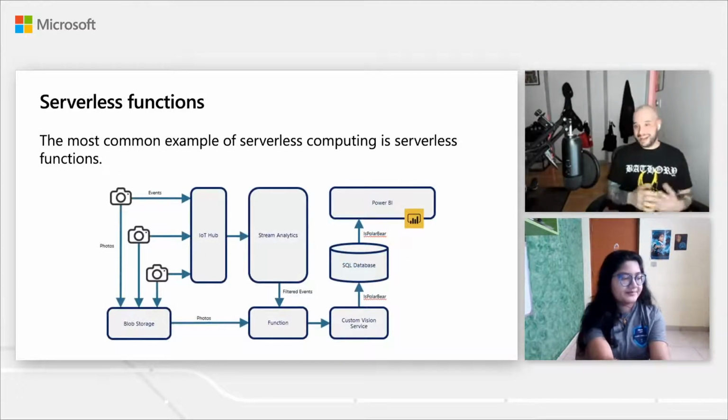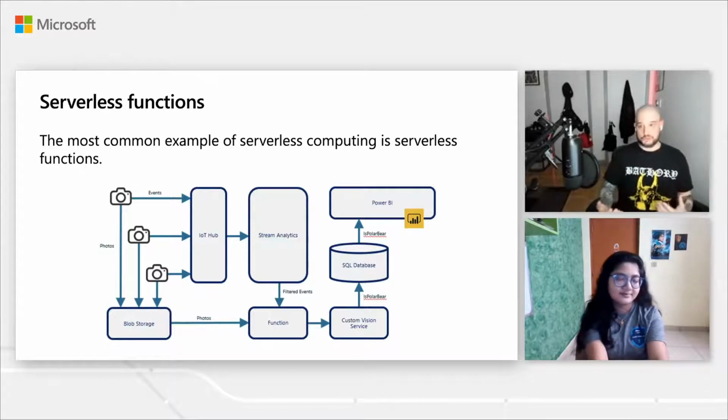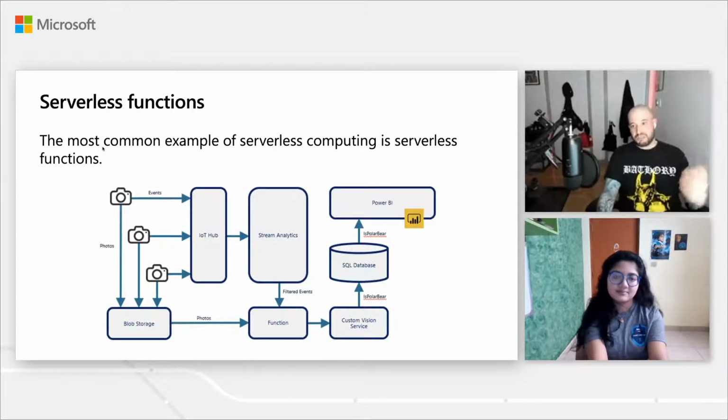The most common example of serverless computing is serverless functions. You upload code to the cloud, you tell it when to execute, and the code can be written in a variety of languages, Java, C#. There's tons of them. And actions are triggered by input, like this particular chart that I have here. Uploading, say, an image to an Azure Blob Store, that getting processed into a function, sending that into our Custom Vision service, storing the information about it in a SQL database, and then giving you the ability to look at the data in Power BI.